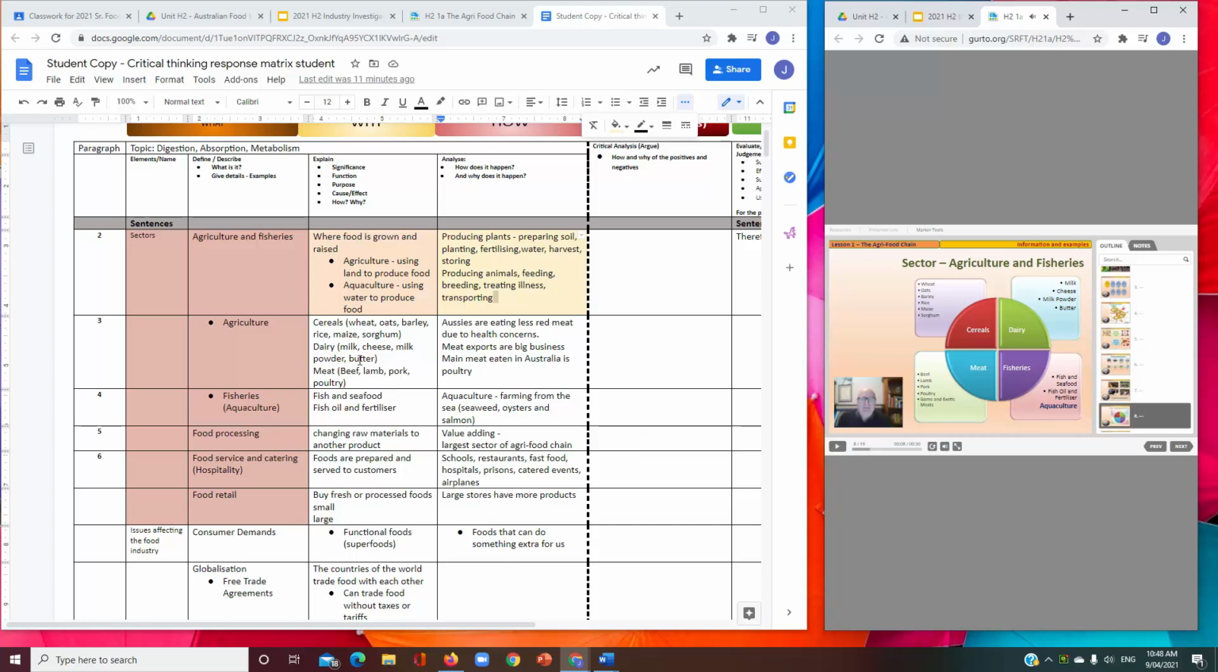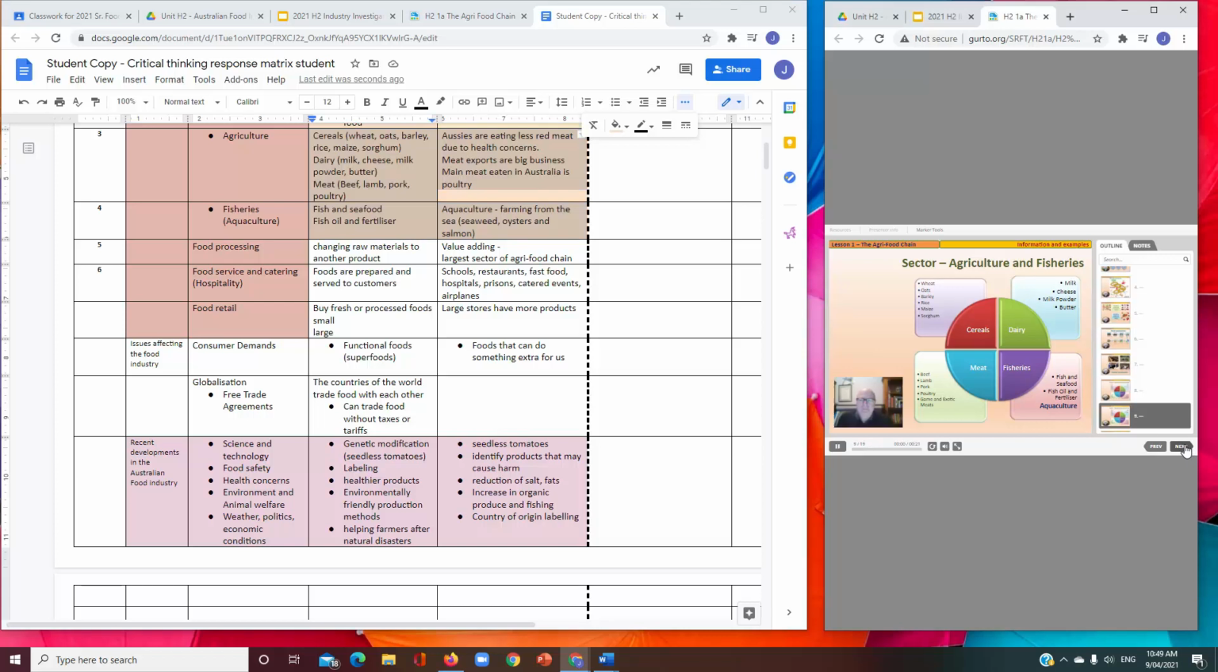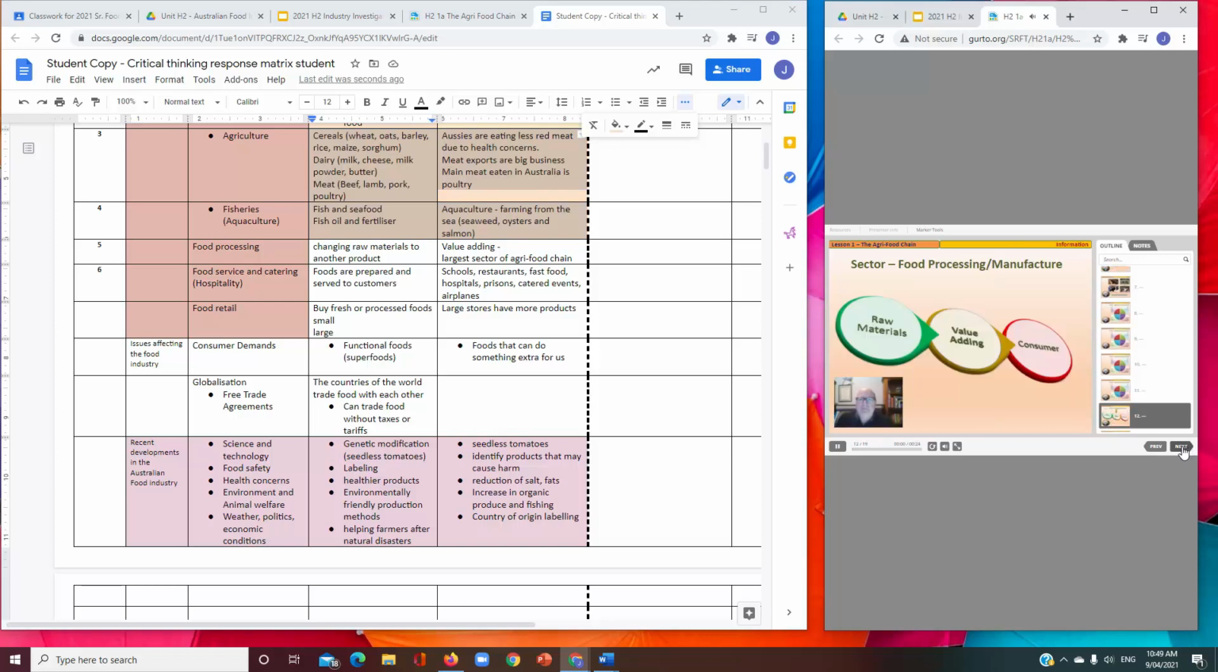So this is talking about cereals, dairy, meat, and fisheries, and you can see we've written these things down here, and that information is highlighted at this point. So we write that. Some of that is an explanation, some of them is a how and a why. The next couple of slides also continue with that, and then we talk about the food processing and manufacturing sector, which is here, and that gives more information on this side here.